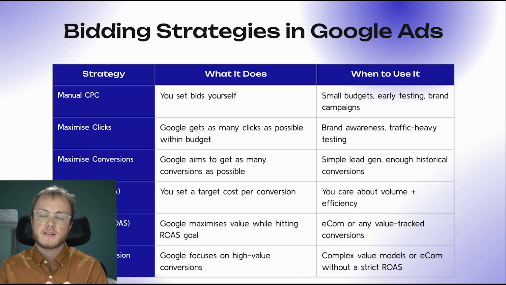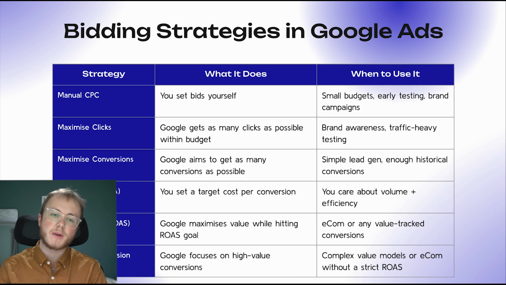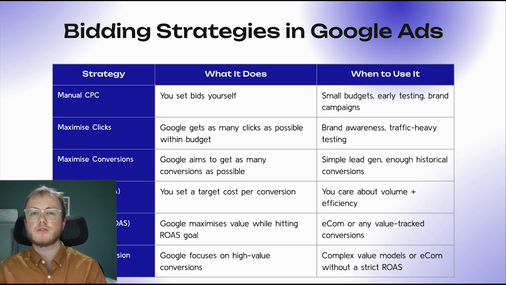Target ROAS is next, and that is a value-based bidding strategy, and that will aim for a target return on ad spend. So for every £1 you spend, you might want a 2 ROAS. So every £1 you spend, Google will try and return you £2 in conversion value. And this is really good for e-commerce brands or really any business that uses value-based tracking. So this also does work on SaaS brands or some subscription models where every month you can pass through how much revenue that user has generated.